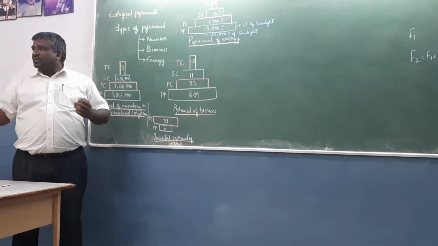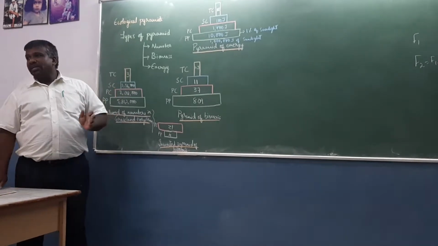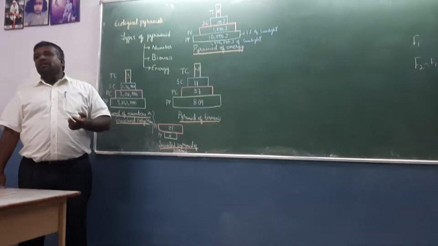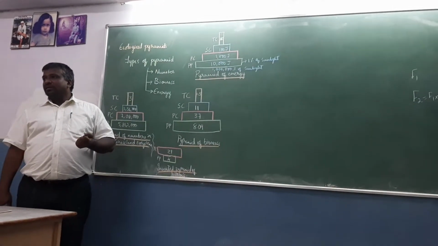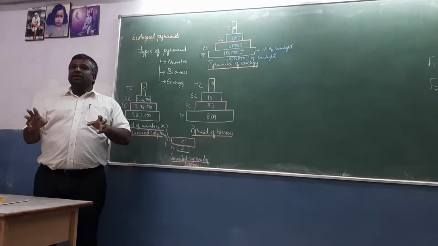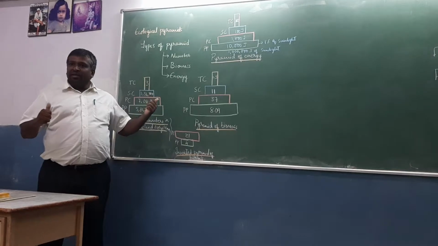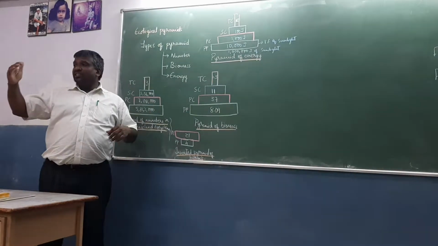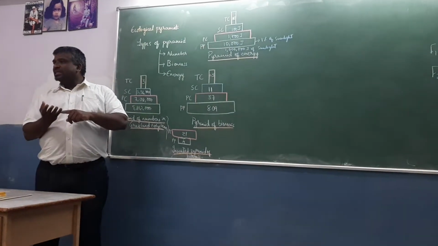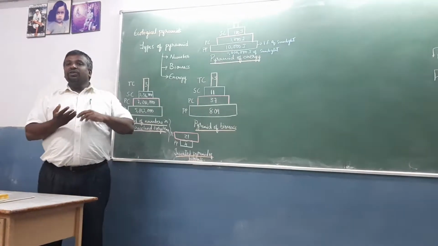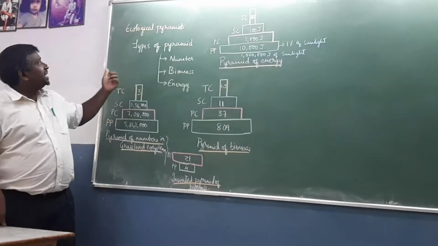In the study of energy flow, we are going to discuss ecological pyramids. What are ecological pyramids? They are graphical representations which give the interrelationship between organisms at various trophic levels, based on parameters such as energy, biomass, and numbers. So we get a graphical representation of this through ecological pyramids.